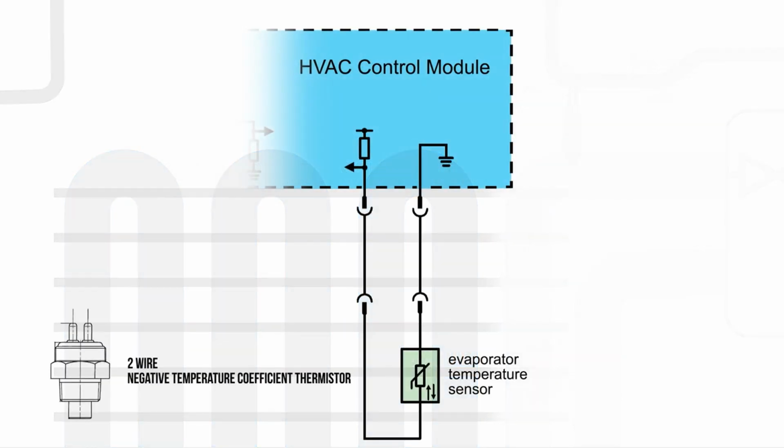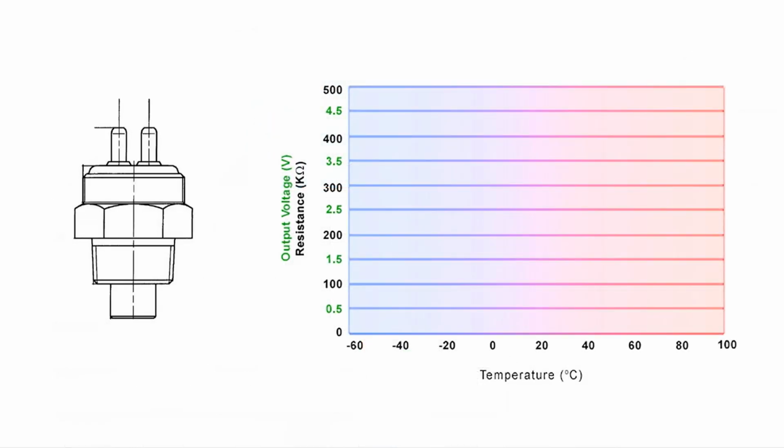The sensor is a 2-wire, negative temperature coefficient thermistor. The HVAC module supplies a ground to the sensor, while signal return is monitored via a pull-up circuit. A typical thermistor operating range is usually between 0 to 5 volts. This relates to temperatures from -40 to around 100 degrees Celsius, or -40 to 212 degrees Fahrenheit.